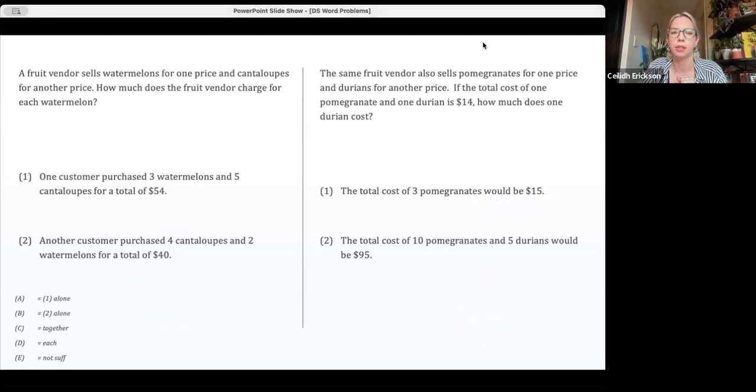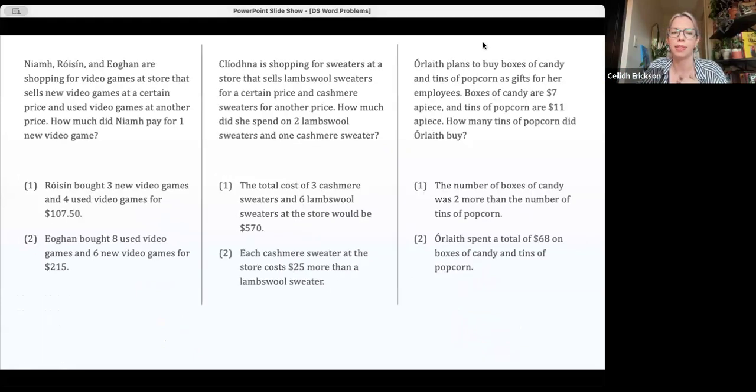All right. Take a look at this set. DM me when you have answers.